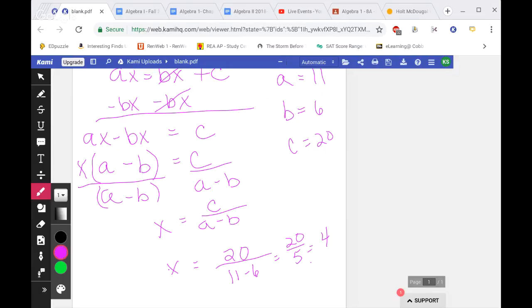Do you want to do any more of the guided practice? Here, let me just do one of the guided practice problems. Let me pull up HRW. Give me a second. Okay.